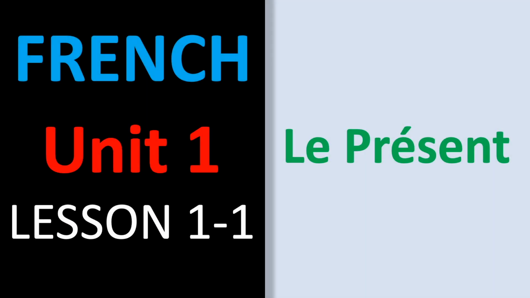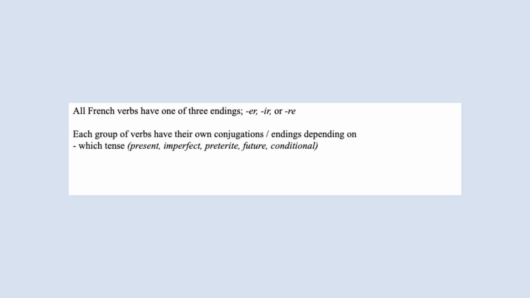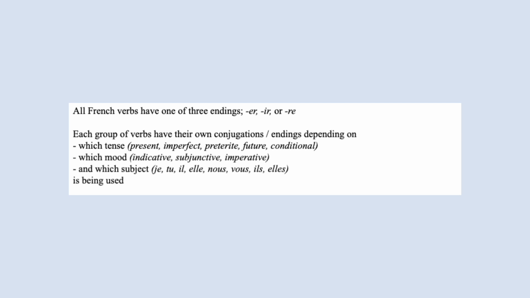Today, the very first lesson of this French video series covers regular present tense conjugations. All French verbs belong to one of three verb groups, ER, IR, or RE verbs, and each group of verbs have their own conjugations, or verb endings, depending on the tense, mood, and subject being used.